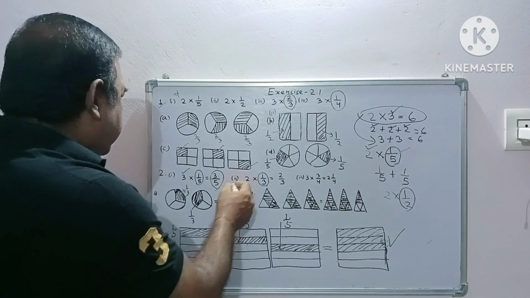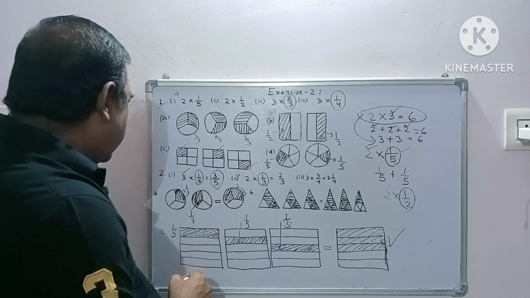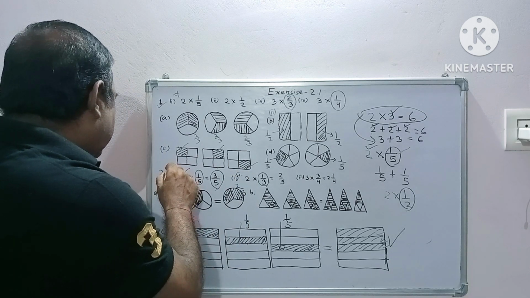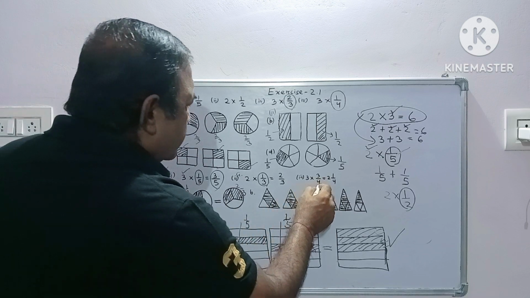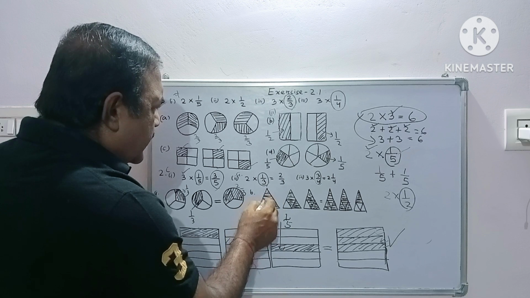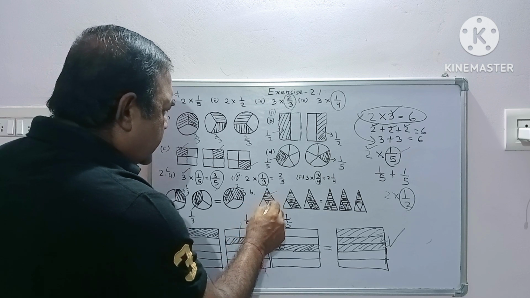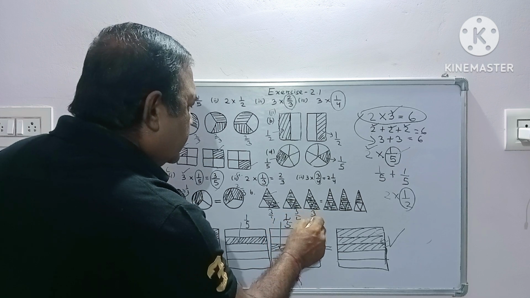So this represents A, the bit A goes to 2. And this goes to C. And then come to this picture, 3 upon 4. That means one picture is divided into 4 equal parts and 3 parts have been shaded. You see this part, this part, this part. So this is 3 upon 4.